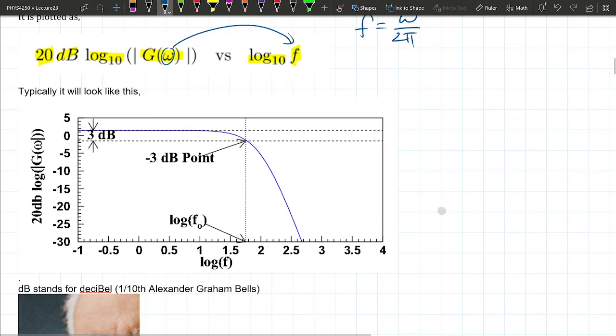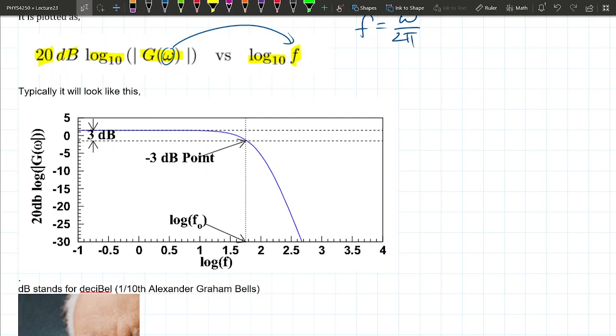Okay. And these plots will typically look like this, where on the vertical axis you have this crazy number, 20 dB log, and then G and stuff like that, right? On the right-hand side, you have log of the frequency, okay? And I guess there is a point to this. This is really nice to look at, okay?